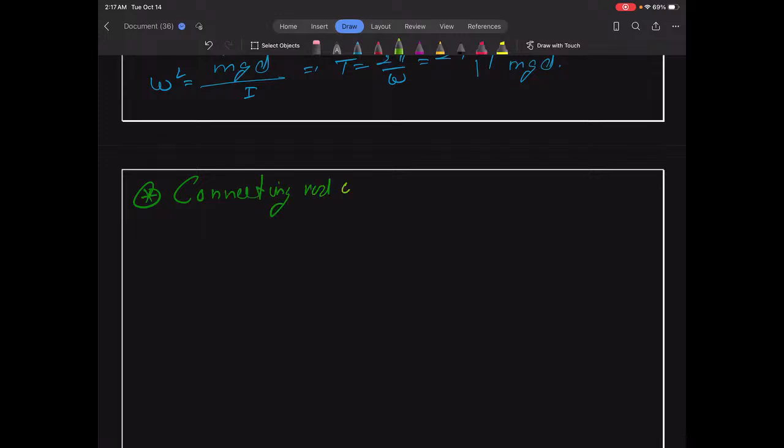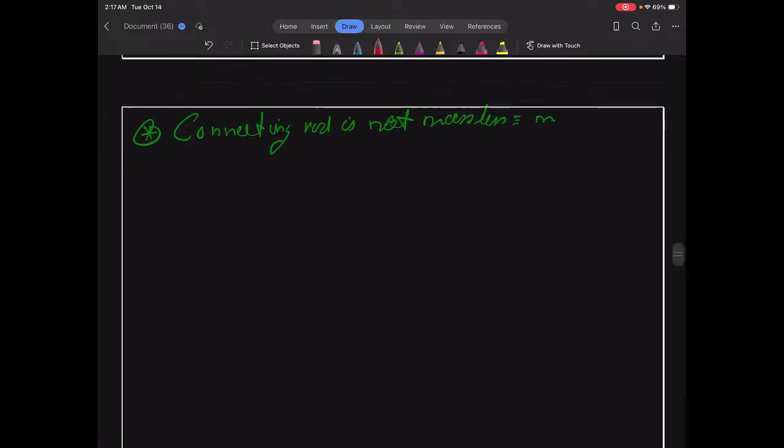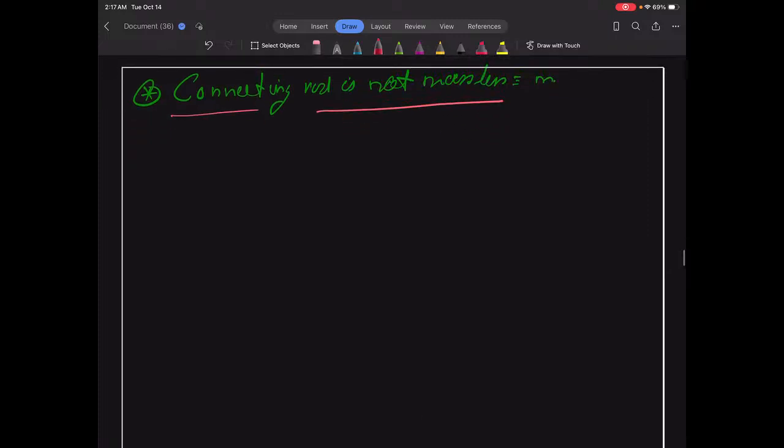Connecting rod is not massless. Let us suppose it is having a mass of m. So the main change in solving this particular question will be in finding out our moment of inertia. And the formula of the time period is going to remain the same, with a minor addition.